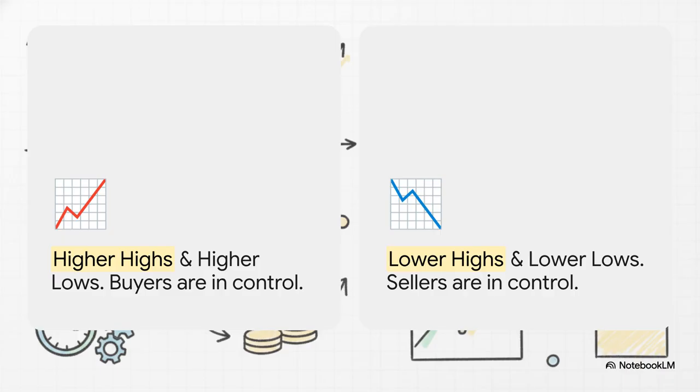Think of market trends kind of like a giant staircase. A bullish trend, that's essentially a staircase going up. It creates higher highs and higher lows. The buyers are very clearly in control here. Conversely, a bearish trend is a staircase going down, characterized by lower highs and lower lows, which means sellers are dominating. You always want to trade in the direction the staircase is already pointing.